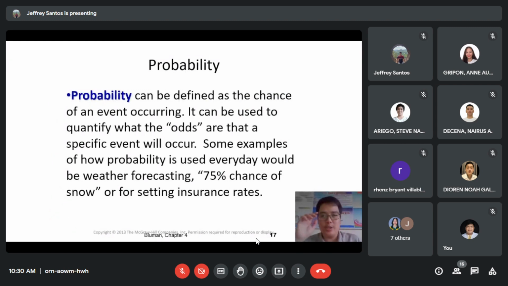So this will be our last topic, probability. Earlier we discussed that the ideas of combinatorics and probability are closely related. So let's first define what probability is. Probability can be defined as the chance of an event occurring. It can be used to quantify what the odds are that a specific event will occur. Some examples of how probability is used every day are weather forecasting, a 75% chance of snow, or setting insurance rates. So take note that if we are talking about probability, we are talking about percentages.